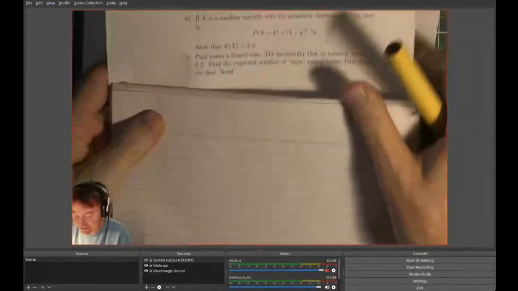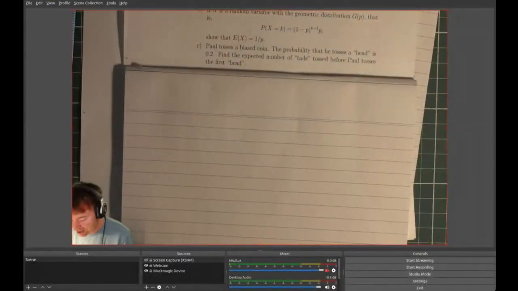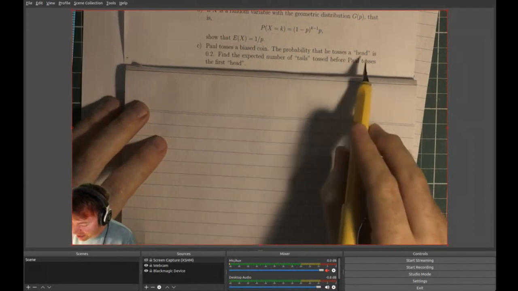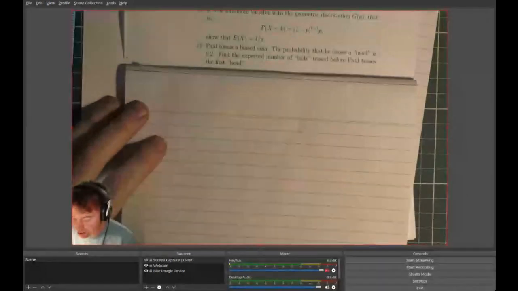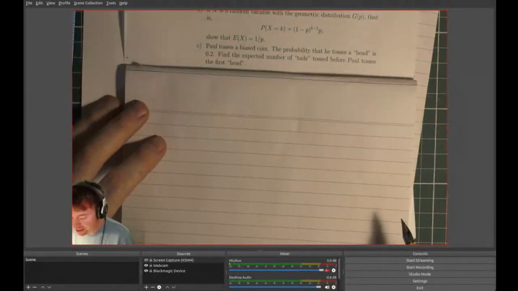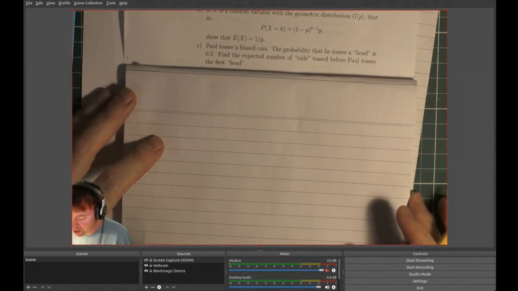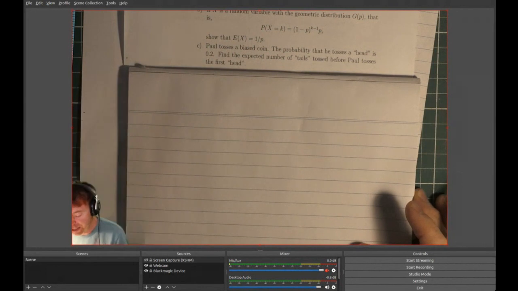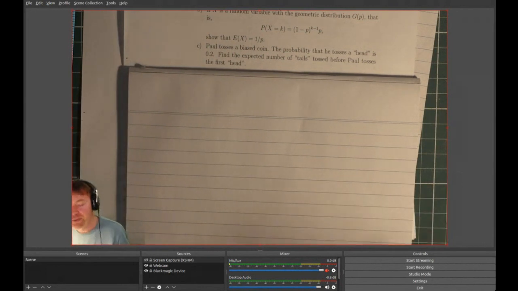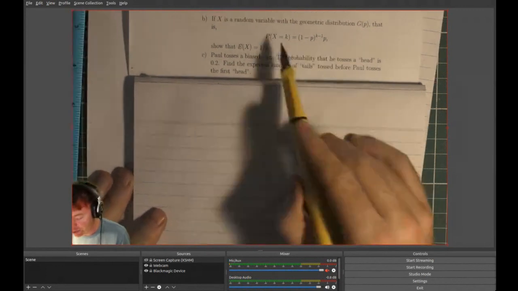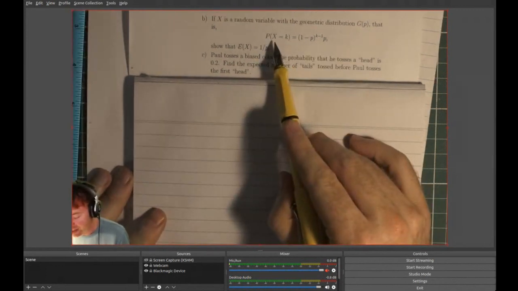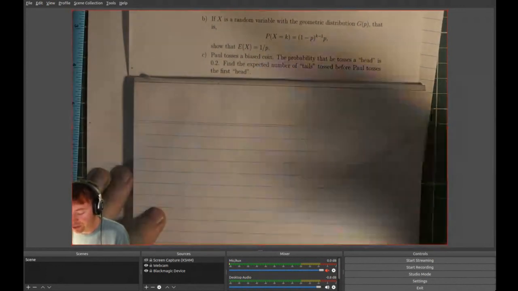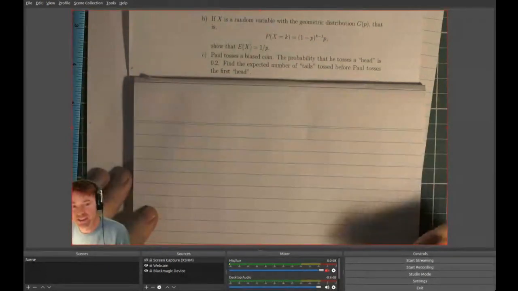So part C. Paul tosses a biased coin. The probability that he tosses a head is only 0.2. Find the expected number of tails tossed before Paul tosses the first head. And this is exactly what David was just mentioning about waiting time. So really the geometric distribution is modeling the waiting time. It's the number of tosses of the coin you have to do until that first success.